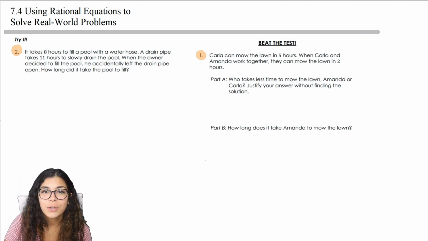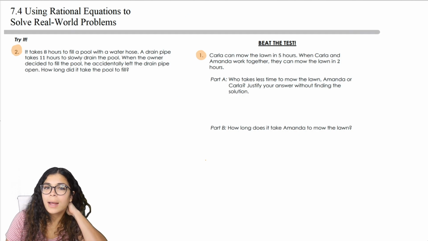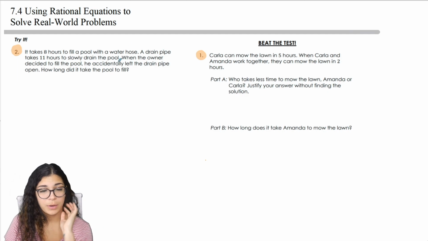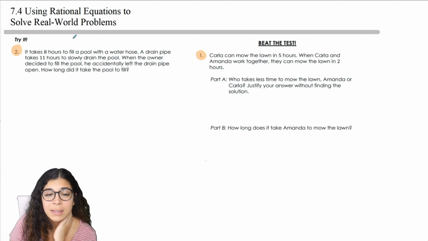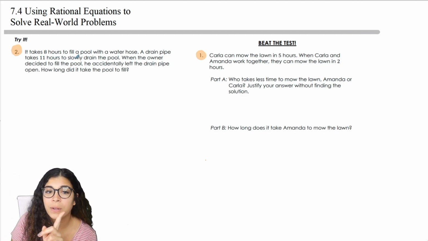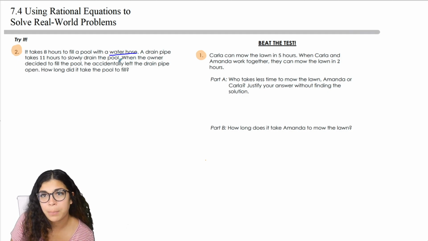All right, so looking at number 2, this one says it takes 8 hours to fill a pool with a water hose. Notice that this isn't people, but it's the same, it's an entity, it's something that's happening. So with the water hose, it takes 8 hours, so we're going to call this entity A.